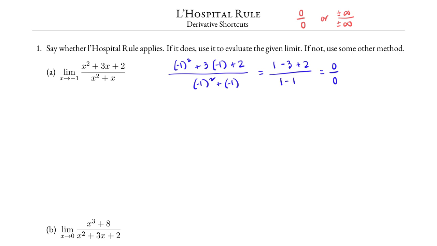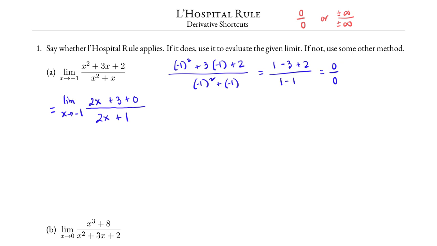If it is indeterminate form, we can use the L'Hopital rule, the limit at x equal to -1. We then take the derivative of the numerator and the denominator separately. The derivative of x squared is 2x, the derivative of 3x is 3, and the derivative of 2 is 0. In the denominator, the derivative of x squared is 2x plus the derivative of x is 1. And then we check again to see if it's in the indeterminate form.